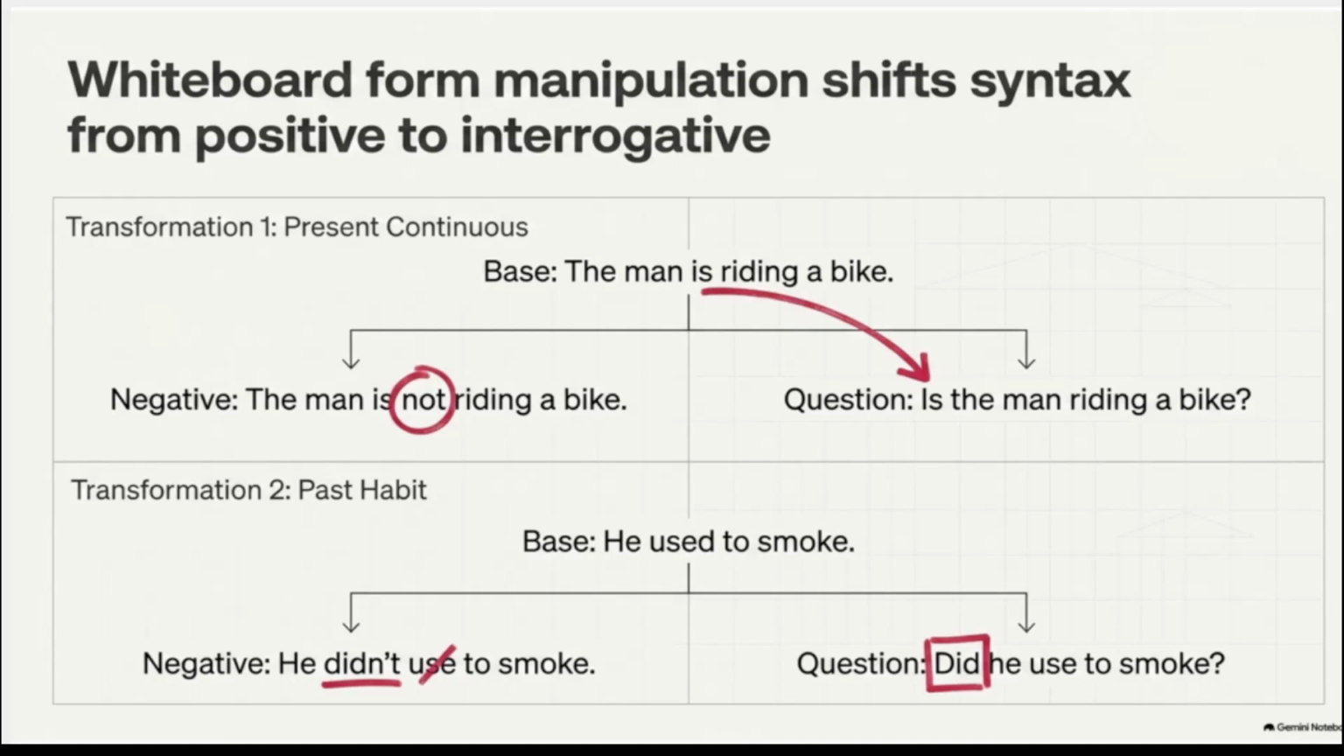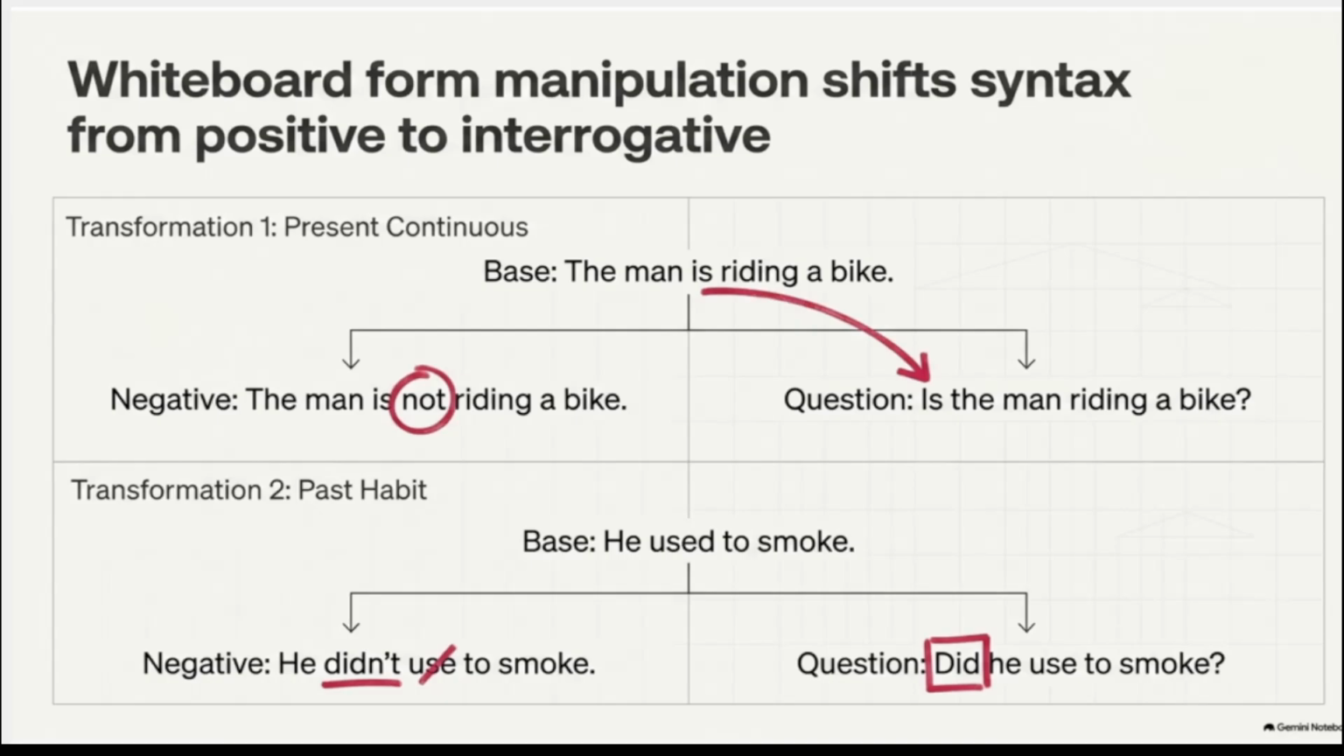This is an excellent opportunity to draw students' attention to a common grammatical issue. Notice, he used to smoke, but, did he use to smoke? Not, did he used to smoke? Why? Because after did, the main verb returns to its base form. Use. The same happens in, he didn't use to smoke. Not, he didn't used to smoke.